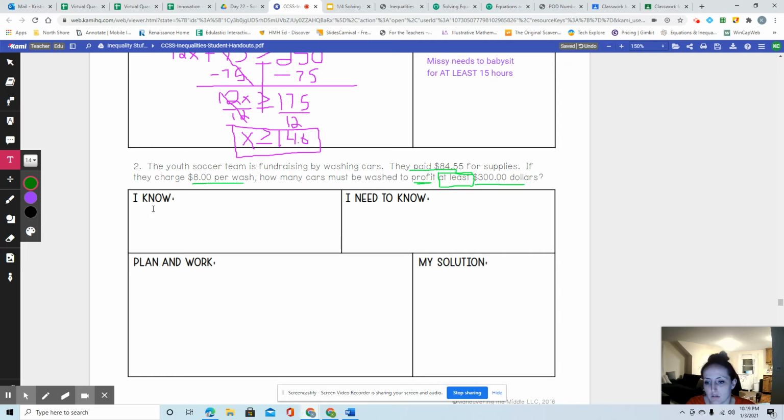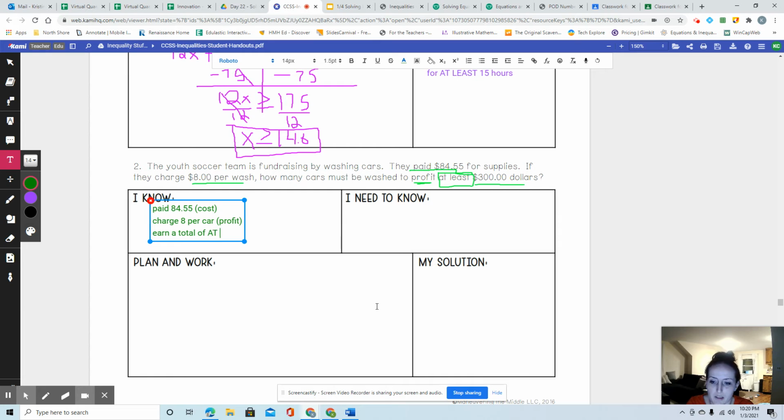We know that, I'll change green to be consistent. We know that they already paid $84.55, which means that this is a cost for supplies. We know they charge $8 per car. This is a profit. This is how much money they're making. And we know that they need to earn a total of, I'm going to make this big, at least $300.